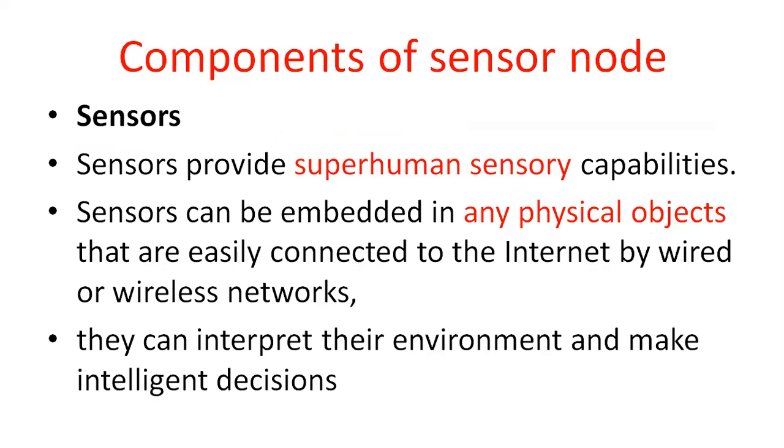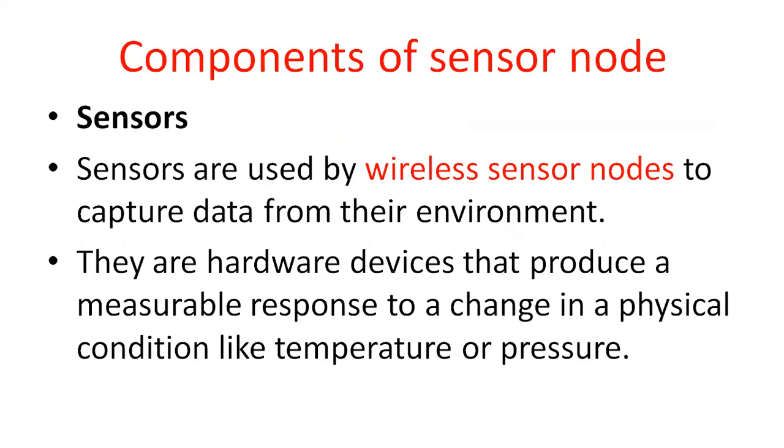The sensors provide a superhuman sensory capability, more than human. The sensors can be embedded in any physical objects that are easily connected to the internet by wired or wireless network. They can interpret their environment and make intelligent decisions. That is a simple representation of sensors, a very important topic. Sensors are used in a wireless sensor network to capture data from their environment. Most probably these sensor nodes are always used in wireless sensor networks.